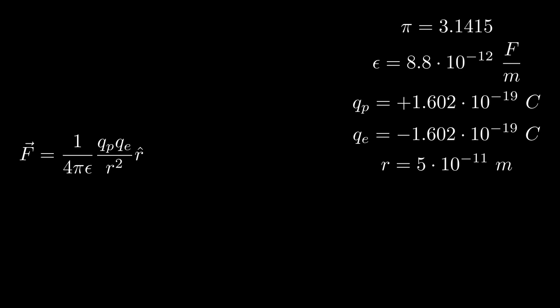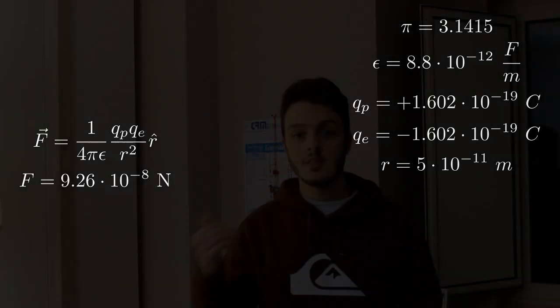If we crunch the numbers, we get a force of 9.26 times 10 to the minus 8 newtons, which is very small in the human scale. This wouldn't move anything. But if you think about the scale of electrons and protons, and especially how light they are, this force is very, very strong.